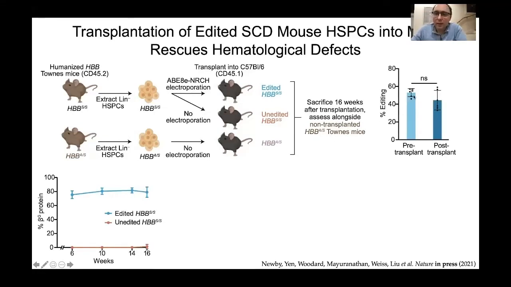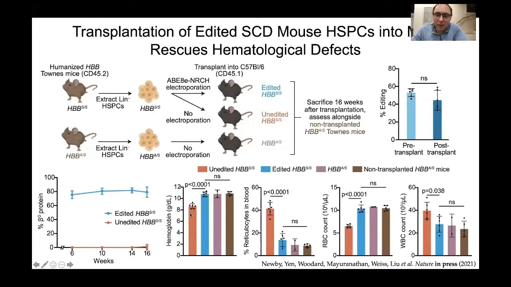We saw that editing of about 50% was achieved in these mouse cells and was not significantly changed, though somewhat decreased over the 16 weeks during transplantation. The fraction of beta-globin protein that was measured by HPLC was between 70 to 80% at all time points. We think that this is in excess of the editing frequency because cells that have been edited are now healthier and they're longer lasting in the periphery. And so those edited cells now make up a larger proportion of the blood.